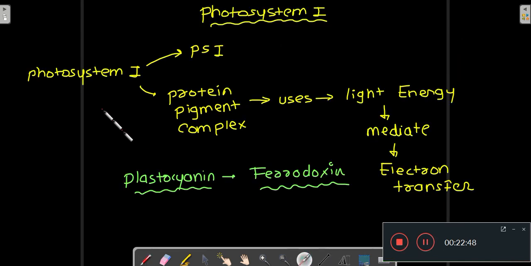Let's look in detail at photosystem 1, which is abbreviated as PS1. It is a protein-pigment complex that uses light energy to mediate the electron transfer from plastocyanin to ferredoxin. So in photosystem 1 there is electron transfer from plastocyanin to ferredoxin, and this electron transfer is mediated with the help of light energy.